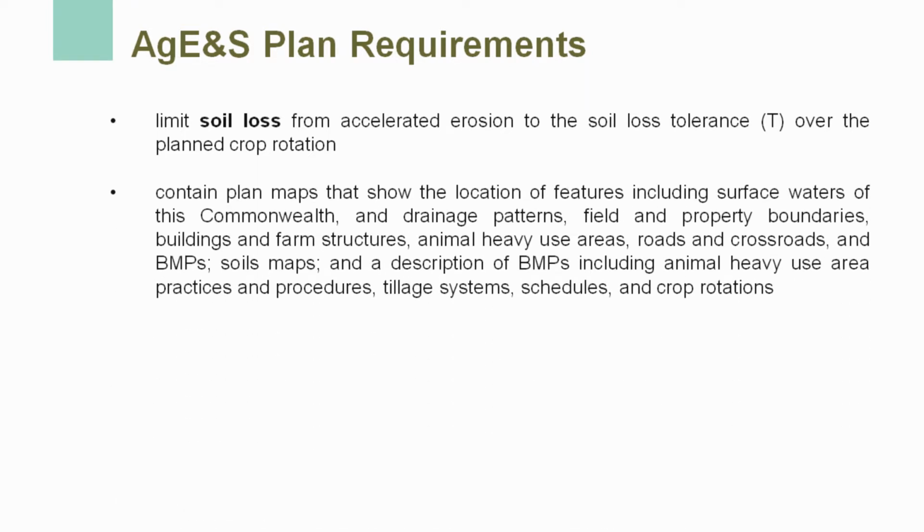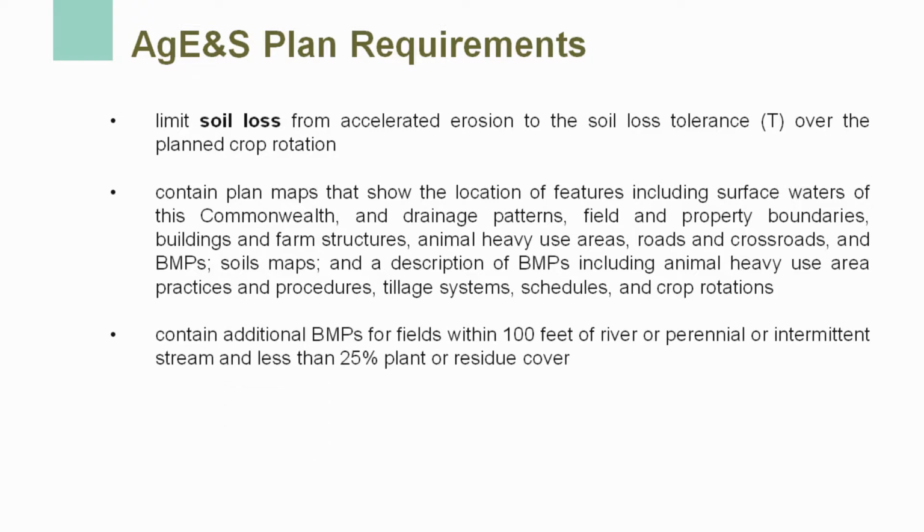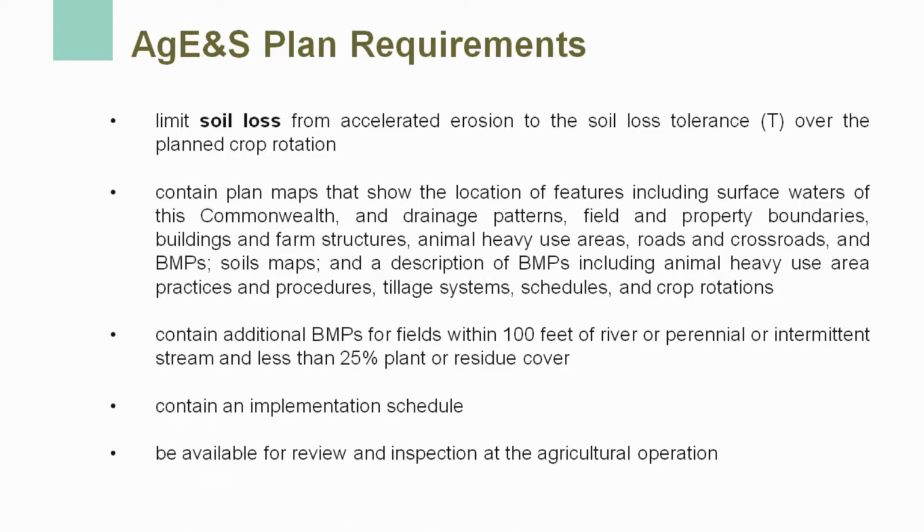The plan must also include maps showing locations of various features. This could all be done in the mapping module of PaOneStop. The plan also must include a description of BMPs for animal heavy use area practices and procedures. Other details like tillage system, crop management, and crop rotation need to be entered into the plan. Additional BMPs may also be required in a plan for any field that's within 100 feet of a stream, depending upon the crop cover or residue conditions of that field. The plan must also include an implementation schedule. The plan needs to be available for review and inspection at the farm. It need not be submitted to anyone, but it needs to be available for inspection.